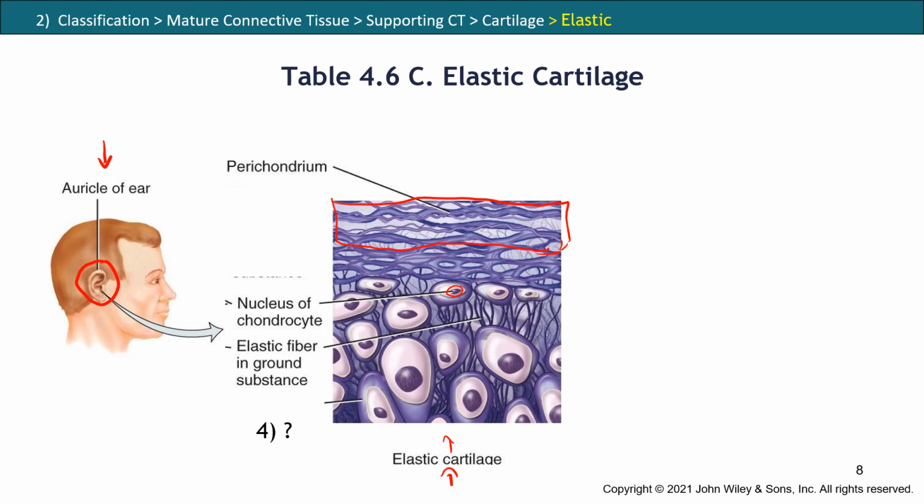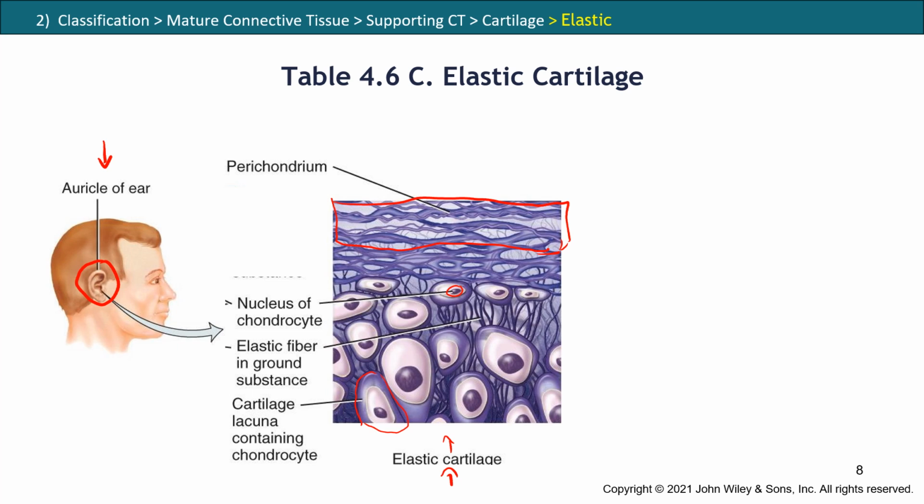So instead of having a lot of collagen fibers, as I said, they have elastic fibers that make it more flexible than the hyaline, and they are very useful for support. Finally, we have been talking about how chondrocytes are always in a place called lacuna, which is the space where the chondrocyte is going to be located.